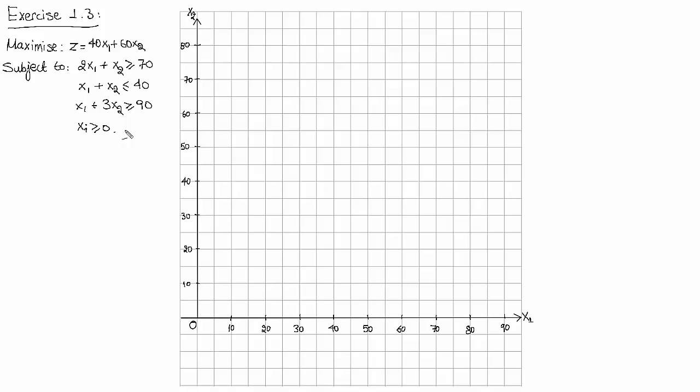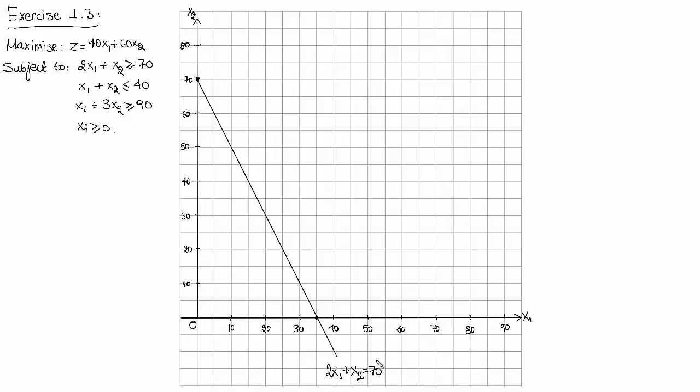So for the first one, when x1 is 0, x2 is 70, and when x2 is 0, x1 is 35. So we have the straight line from 70 down to 35. And we're going to label that because we need to remember which one is which. This is 2x1 plus x2 equals 70.